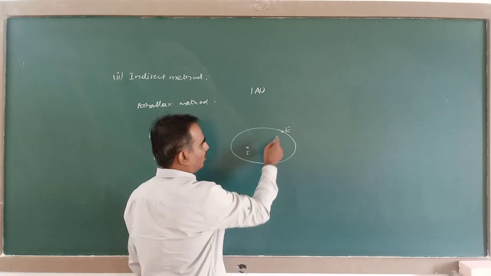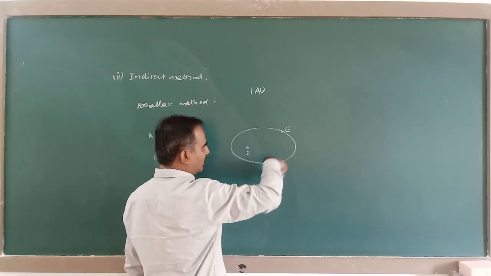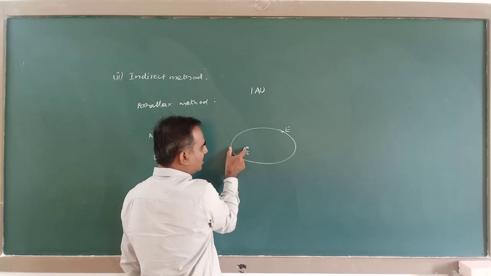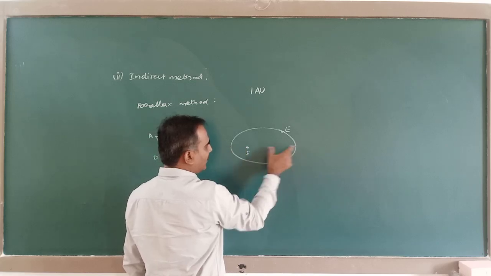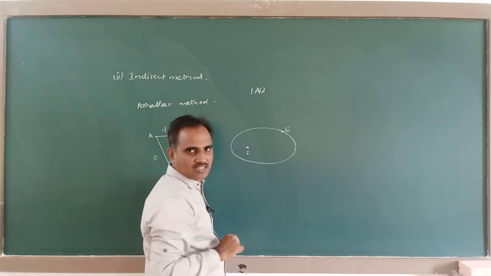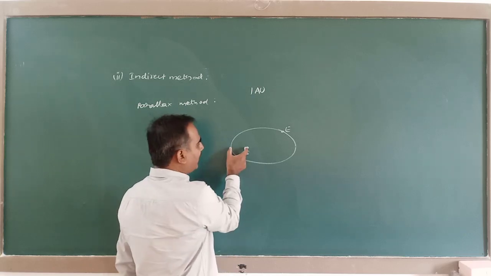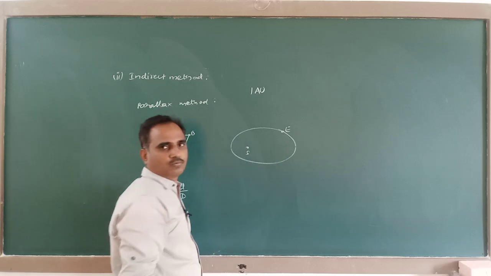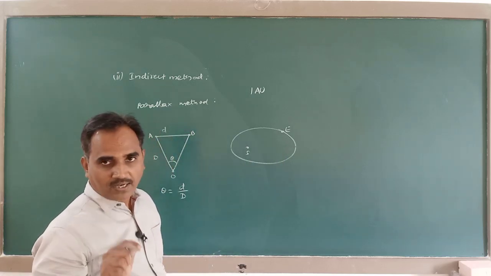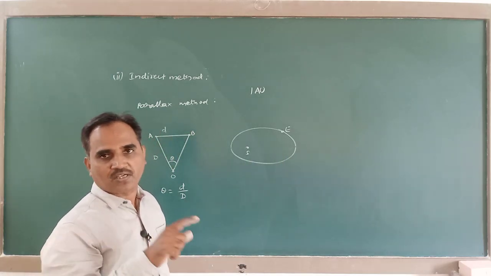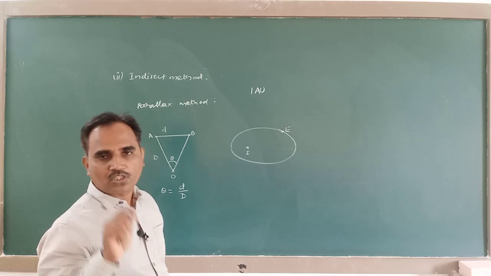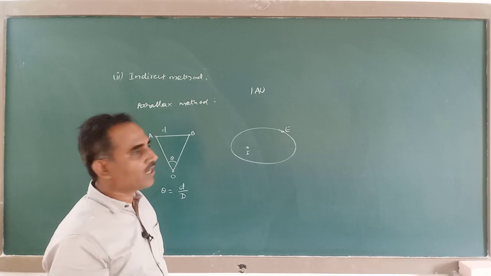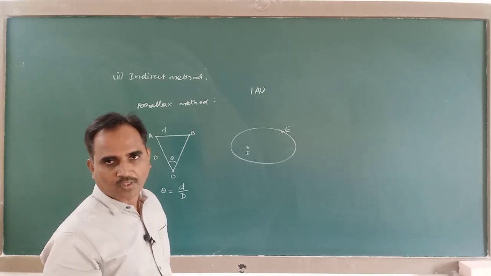So during the motion of the earth around the sun, at this point the distance between the earth and sun is minimum. When the earth is here, this distance is maximum. So if I find the average of these two, this distance plus this distance divided by 2, that becomes the mean distance between the sun and the earth. So this mean distance or average distance between the sun and the earth is called 1 astronomical unit.